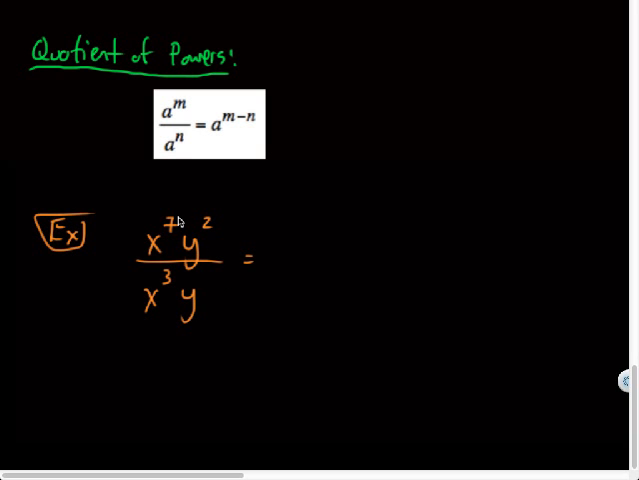Now this only works, by the way, when you're dividing two things of the same base. So I can't combine the 7 and the 2 using a previous property because those aren't the same base. But I can deal with these. So that's going to be x to the 7 minus 3 times y to the 2 minus 1, because there's the little invisible 1 there, like a hobbit wearing a ring. So this is going to be x to the 4th, y to the 1st. Or I don't even have to write that first there.